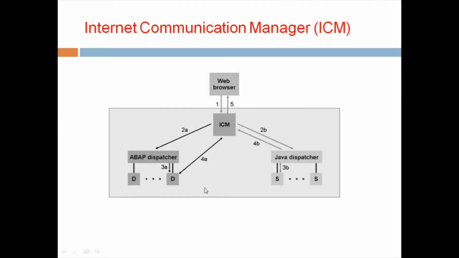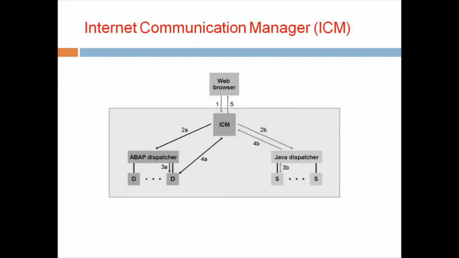So this is a layout of Internet Communication Manager, how it interacts with the web browser, the ABAP dispatcher and our Java dispatcher. So here, if you see, the web requests are received by the Internet Communication Manager. This HTTPS request can be processed either in the ABAP work process, for example ABAP Web Dynpro applications, or forwarded to the AS Java in the AS ABAP and Java system. Okay, so the ICM can use the URL to decide where to forward the request.